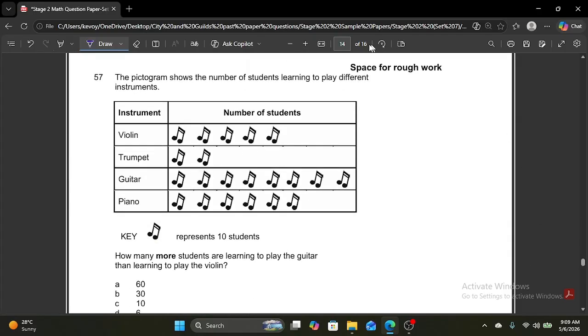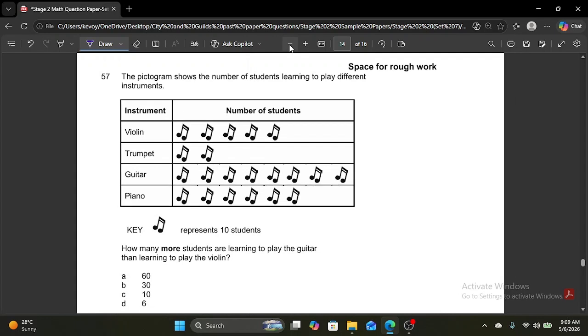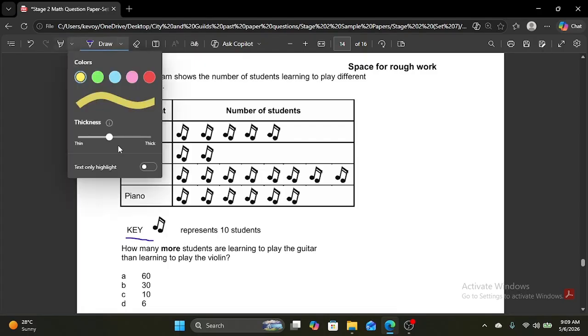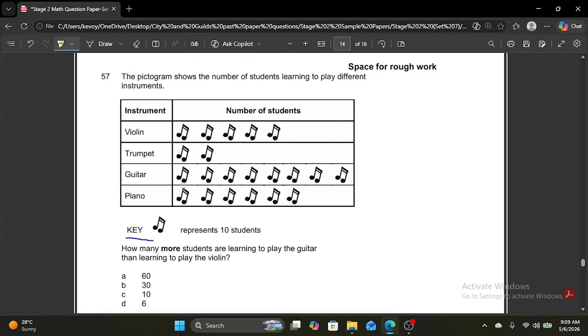Okay. So the pictogram shows the number of students learning to play different instruments. So whenever you're looking at a pictogram, it's good for you to find the key. The key is the most important detail right here. So let's highlight the key.